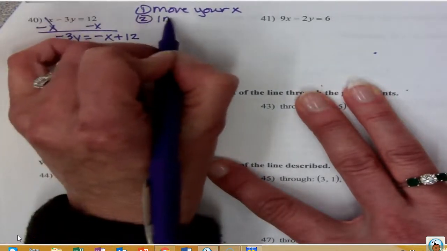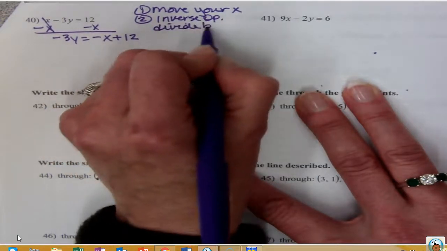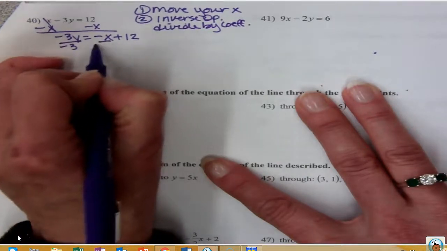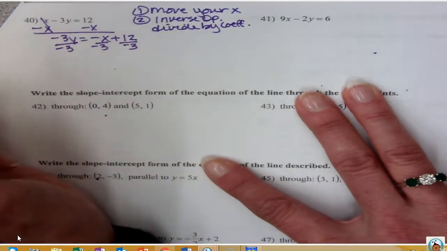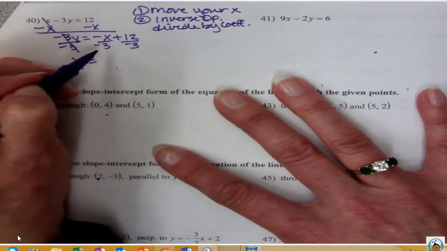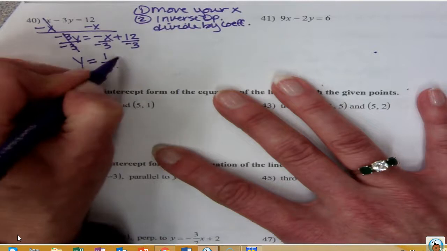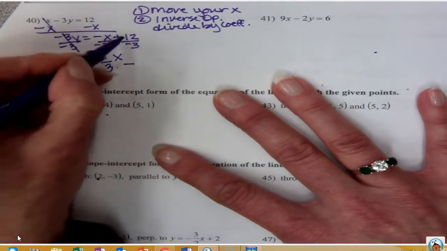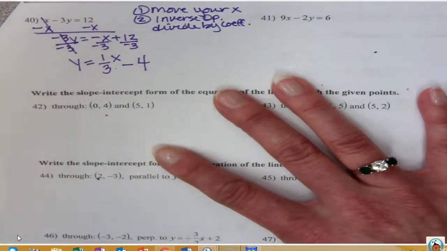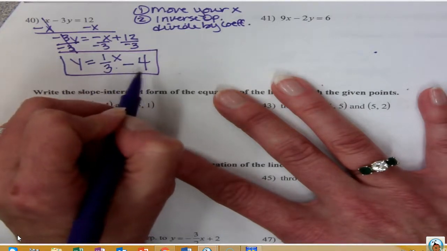Now, I'm going to do inverse operations, which means divide by the coefficient, which is negative 3. I need to divide by -3 to get my y by itself. Okay, so when I do that, that crosses out. Ta-da! Y is now alone. But I've got this mess to deal with. A negative over a negative is a positive, so that's 1/3 x. And a positive over a negative is a negative, and 12 divided by 3 is 4. So there is that equation, where positive 1/3 is my slope, -4 is my y-intercept.